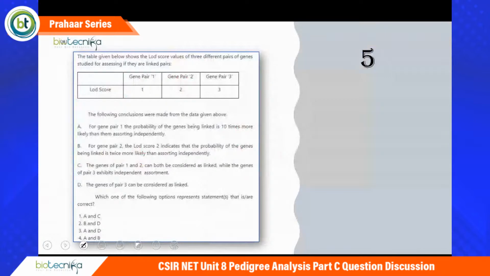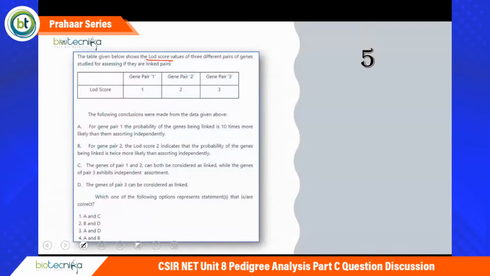Now moving on to the next question. This question is about LOD score. Nowadays a lot of times we see questions coming from LOD score, which is again a part of pedigree analysis only. So what is this LOD score? First, let's see the idea. LOD score is usually used... first of all, what is pedigree analysis used for?